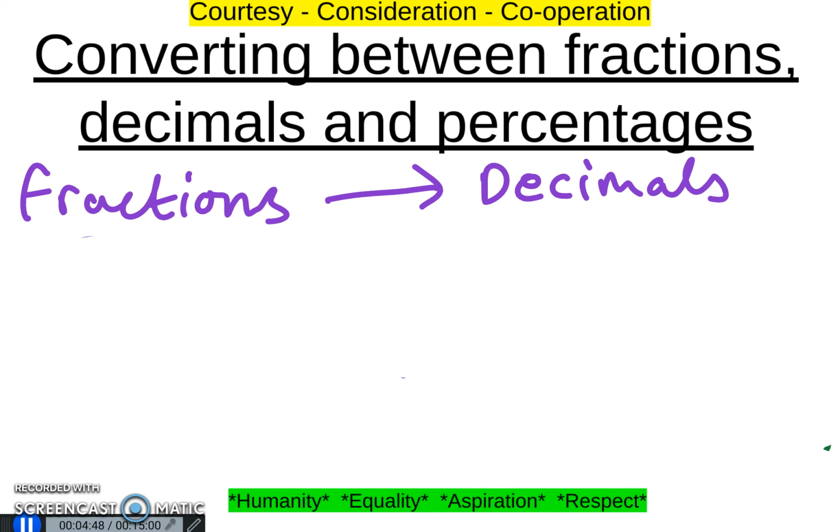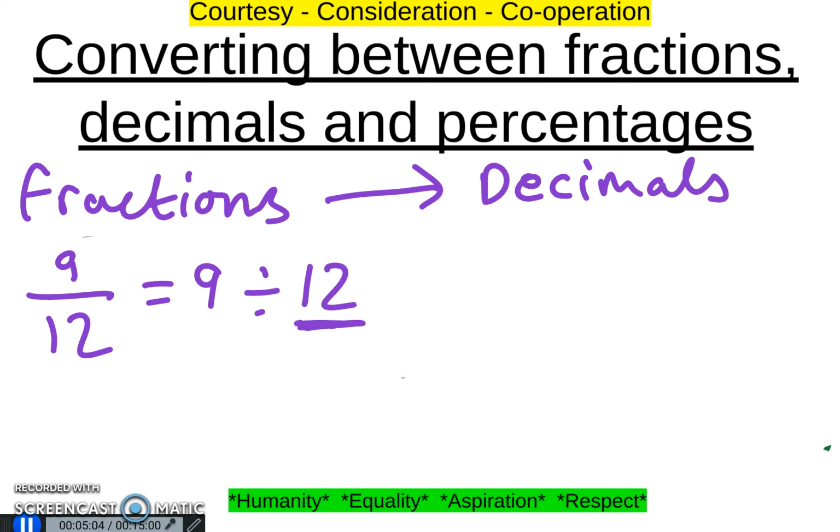So let's say I have 9 out of 12. Now I know this means 9 divided by 12. So remember, the second number has to go outside the bus stop, so 12 and 9 inside. Then I say to myself, how many 12s in 9?